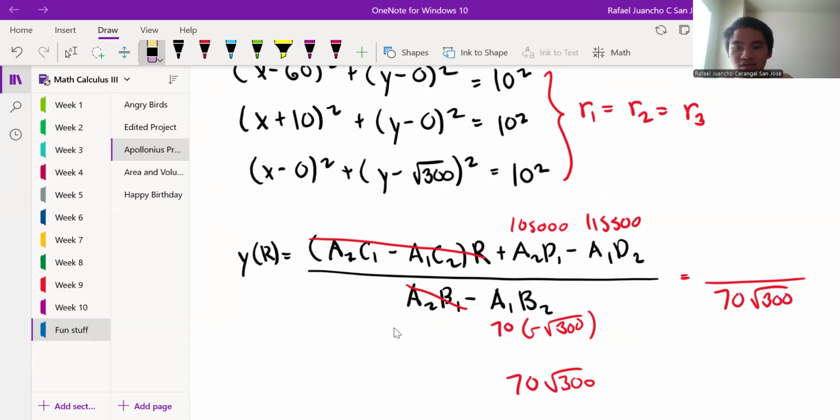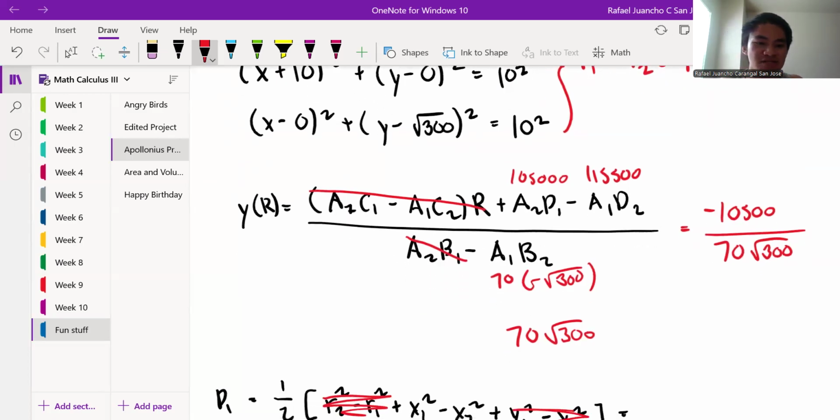Oh, I did get it. So this is minus 10500. And then let me try divided by 70 square root 300. There we go. There's the negative 8.66 thingy. So now I have the exact number. Ah, that's annoying. So yeah, my y is negative 10500.